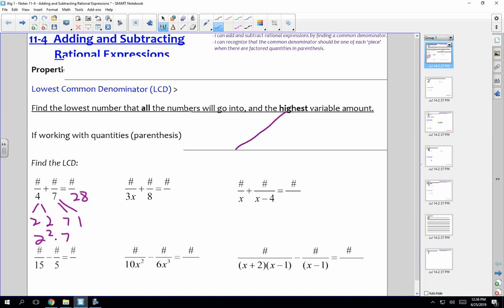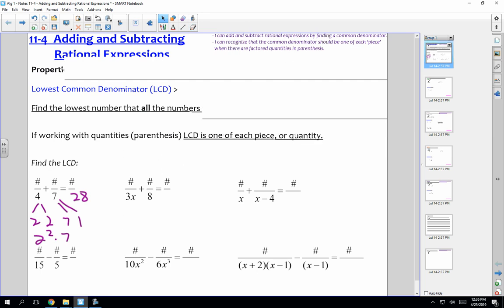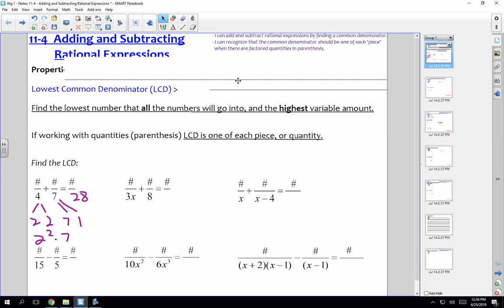If you're working with parentheses on here, let's go back, sorry about that. The LCD is one of each piece or quantity. I'll show you what I mean by that. We get down over here on the right, and here as well. But let's go ahead and do the second one on here, the LCD of 3x and 8.